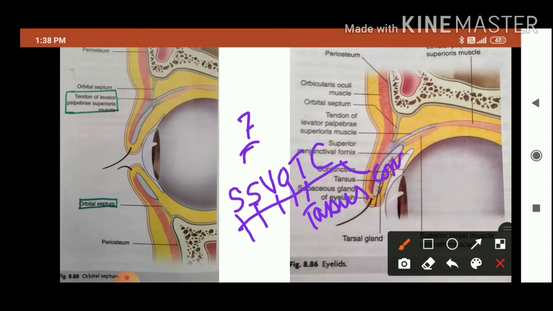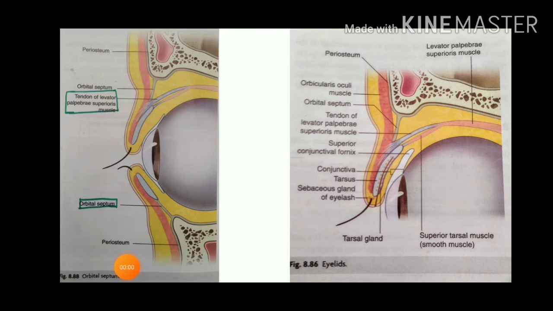Conjunctiva is not completely a part of the eyelid, because the conjunctiva has two parts. First palpebral, second orbital. The palpebral part of the conjunctiva is the deepest part of the eyelid. Let us discuss the structures one by one.